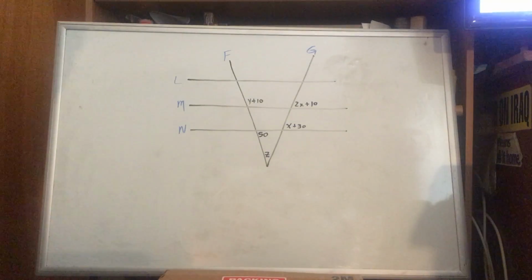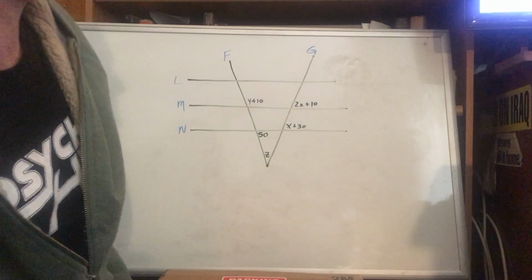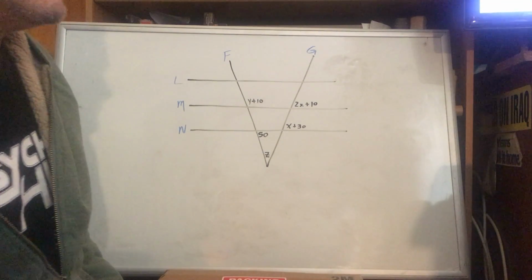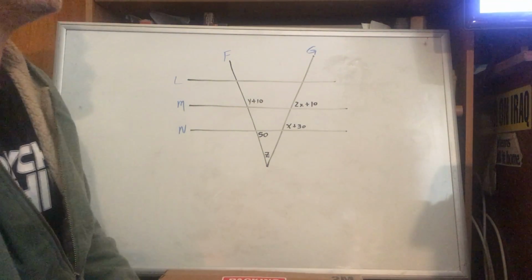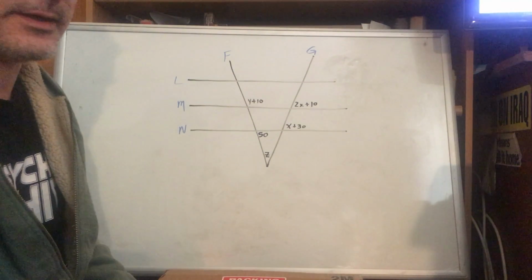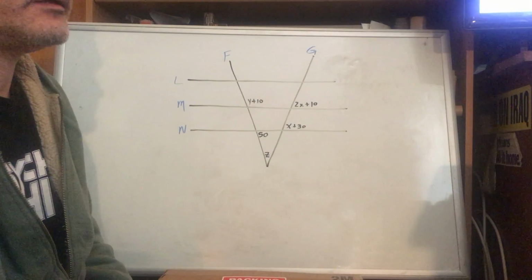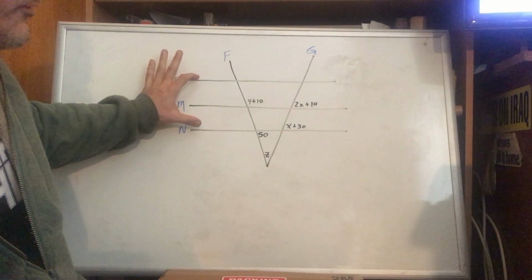This is the warm-up. And I know it says use properties of geometry to determine the values of x, y, z, and k. There is no k, sorry about that. Lines L, M, N are parallel. So these lines are parallel.